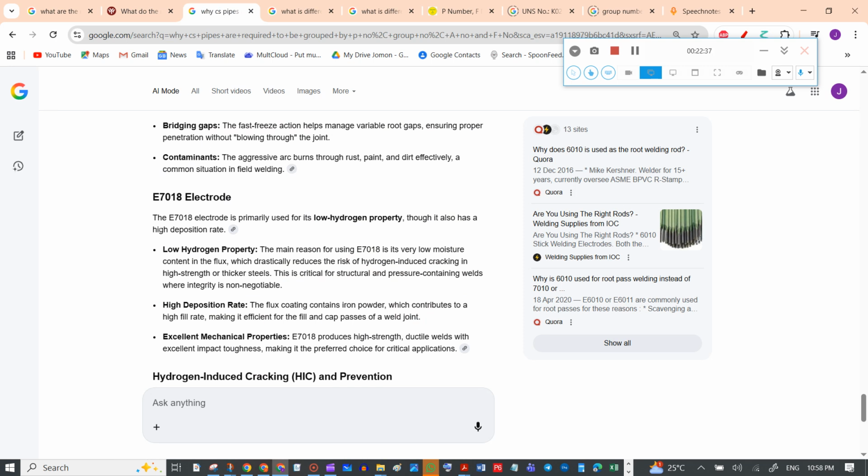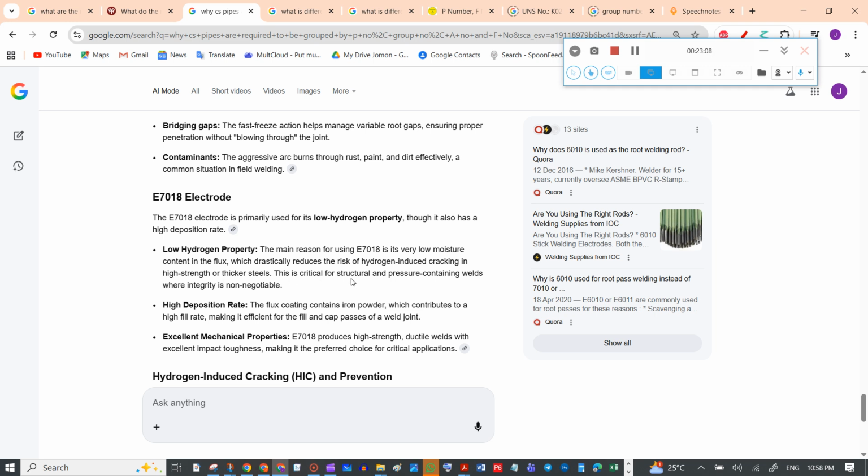E7018 is selected primarily because of the tensile strength we mentioned first. Second is its low hydrogen property, and it also has a high deposition rate. The low hydrogen property is the main reason for using E7018, because of the very low moisture content in the flux. It drastically reduces the risk of hydrogen-induced cracking in high-strength or thicker steels.